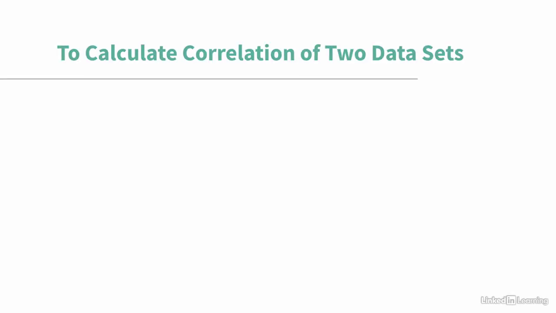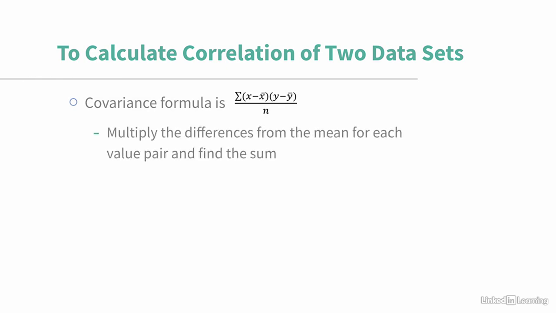When you analyze business data, you will often want to know whether two sets of values are related. One way to do that is to calculate correlation. Previously, I showed you how to calculate covariance, and as a reminder, here is that formula. The idea is that you multiply the differences from the mean for each value pair.